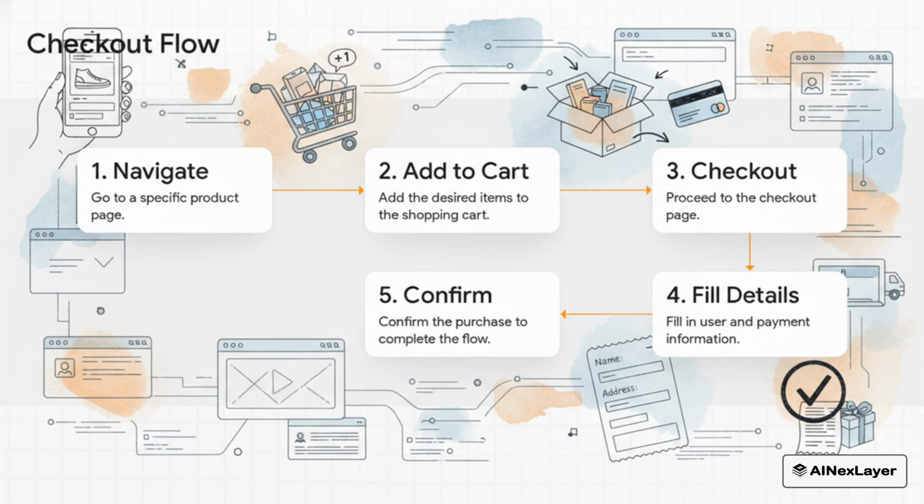Let's make this super concrete with a simple checkout flow. You can just tell the agent, hey, navigate to this product page, add these items to the cart, go to checkout, fill in all the user and payment details, and then confirm the purchase. This is a perfect example of a complex, multi-step workflow that you'd want to test automatically and, most importantly, reliably.